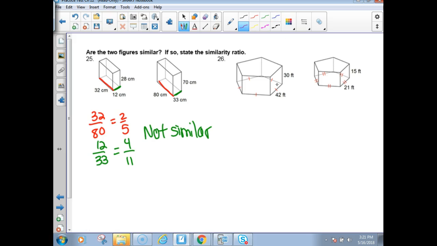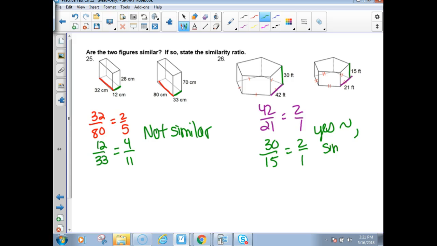Okay, 26, you do 42 is to 21. You reduce that to 2 to 1. Then you check the other side, 30 to 15. And that reduces to 2 to 1. So yes, they are similar. And the similarity ratio or scale factor is 2 to 1. You can write it with a colon or as a fraction.